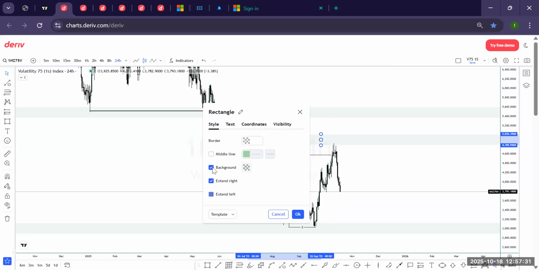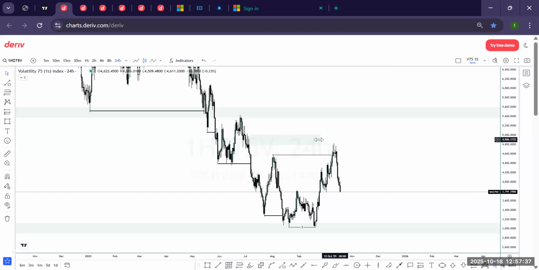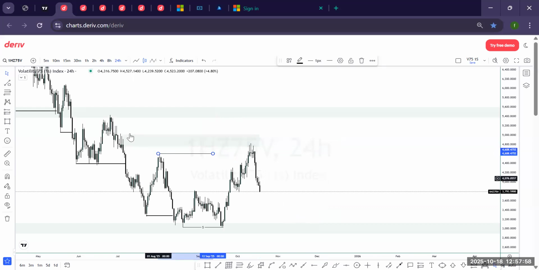This is me and you doing this analysis together. Can you see that this is a supply zone? How do you know that this is a liquidity sweep? Because price, can you see this wick here has rejection? Can you see that this is a supply zone here now?